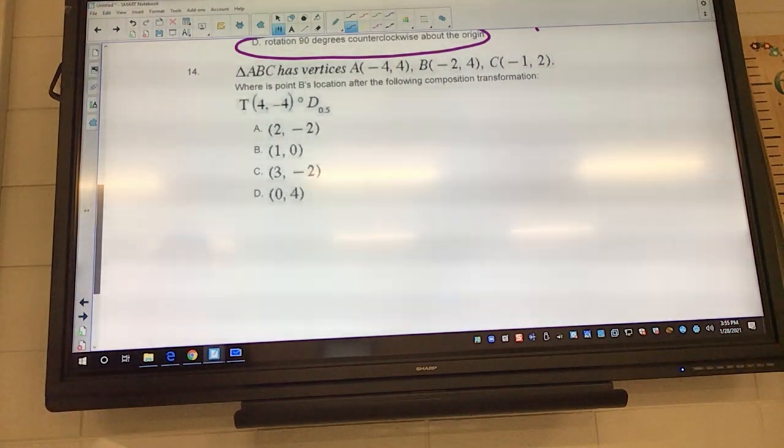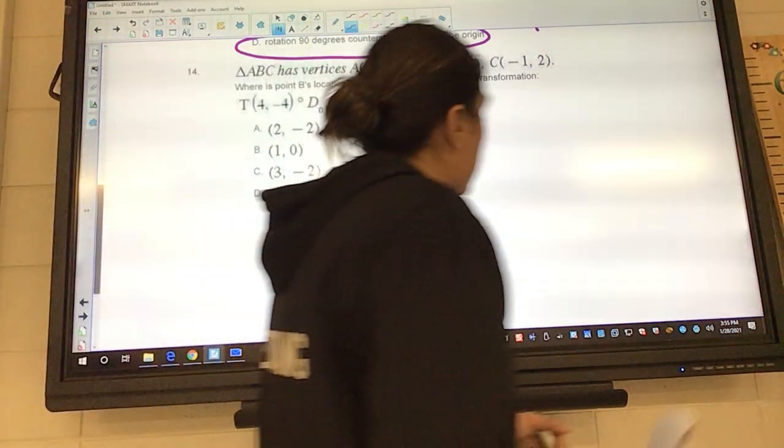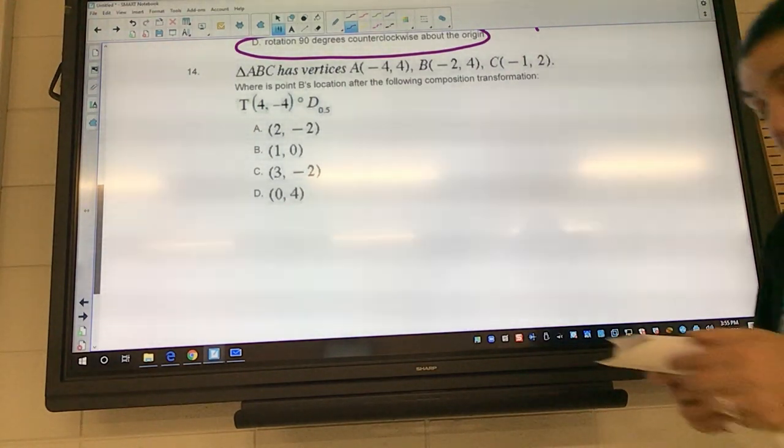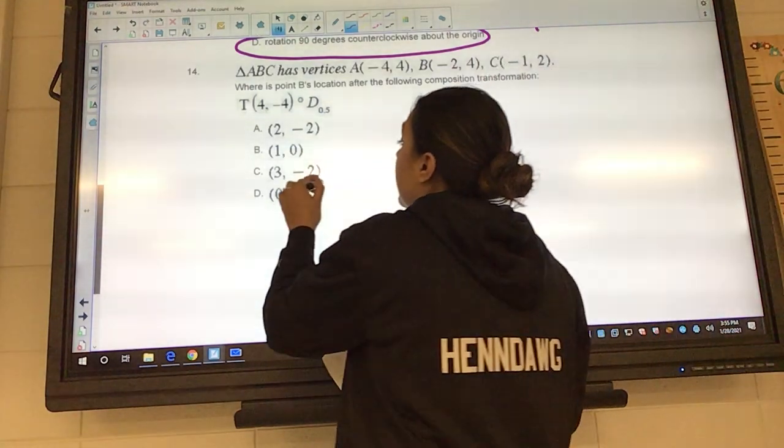14, same thing, this is a transformation, and they want to know what happened with this, they call it a composition, what happened with it, and it is C, okay?